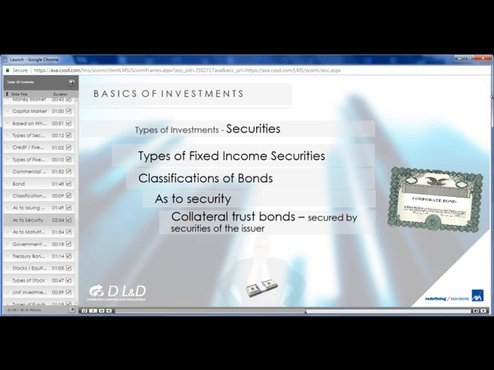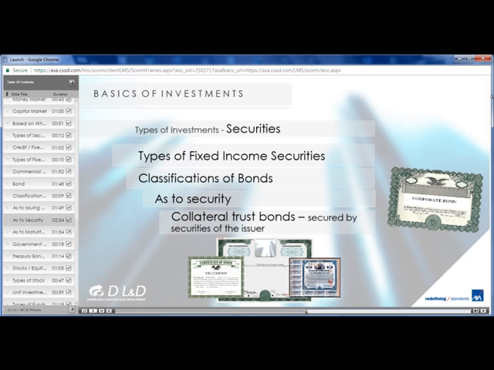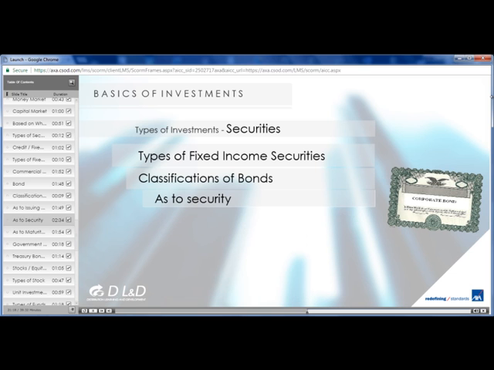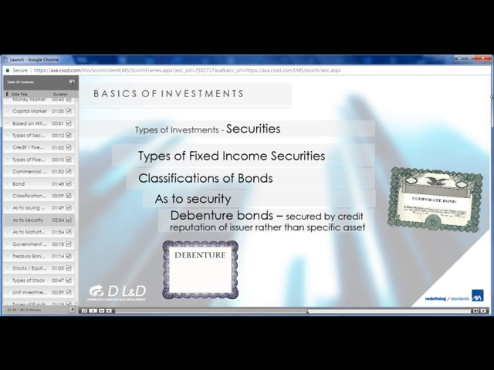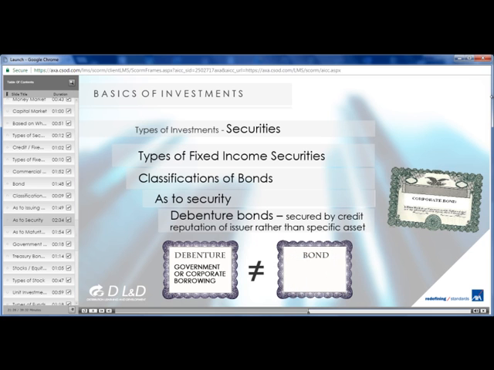If the issuing company were to default, in other words, fail to pay the debt obligation, the debt holders would receive the securities held in trust, like collateral for a loan. Debenture bonds. A debenture bond is a form of government or corporate borrowing that is different in some ways when compared to a traditional bond. The key difference is that debentures are not secured by a specific asset, but rather, lenders rely on the overall credit reputation of the issuer.